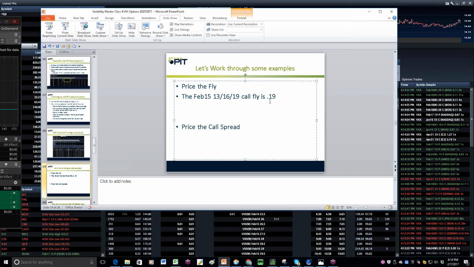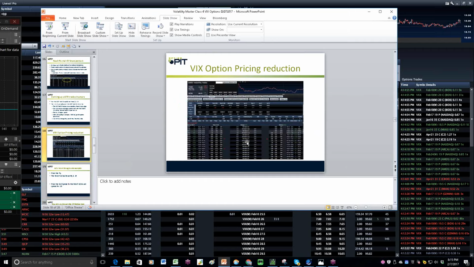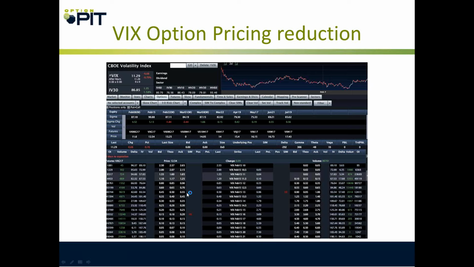Right? So in this case, I'm trying to find the minimum, or I could spend price to call spread, which is, right, for the Feb 15, 13, 16 call spread, what was it, like 38 cents or something? That 50 and, what was it? 50 and 18 is 32. Okay.